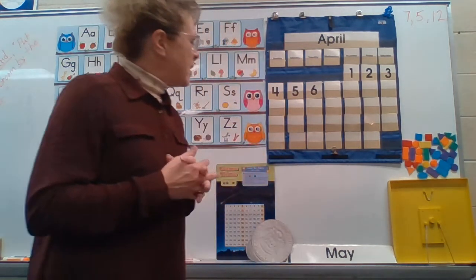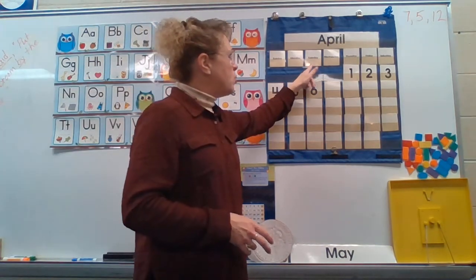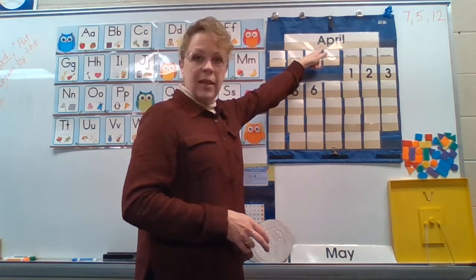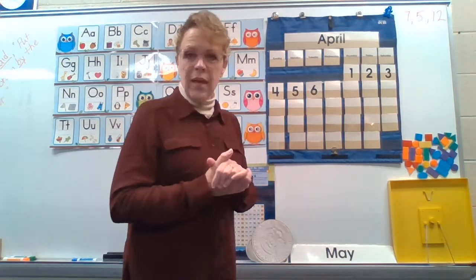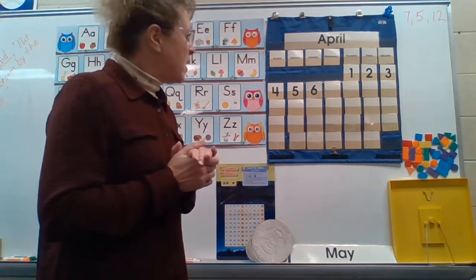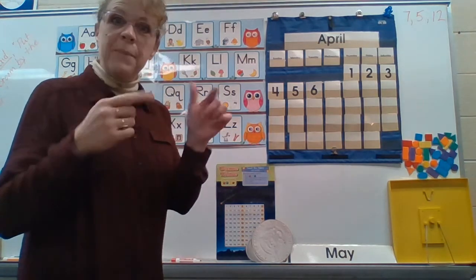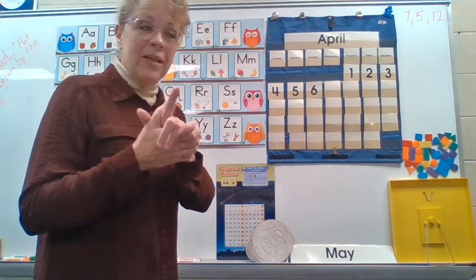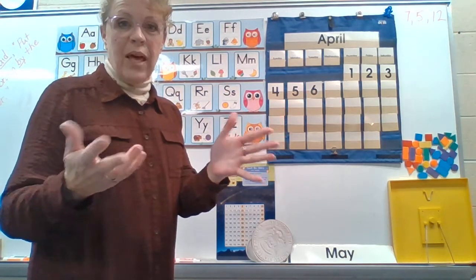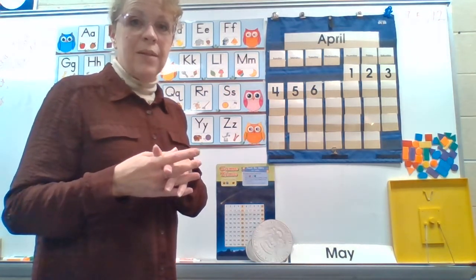Okay, so let's say the date. Today is Tuesday, April 6th, 2021. Now what will tomorrow be? Tomorrow is that middle of the week day. Do you remember what that one is? It starts with Mr. Wiseman's favorite letter, W.